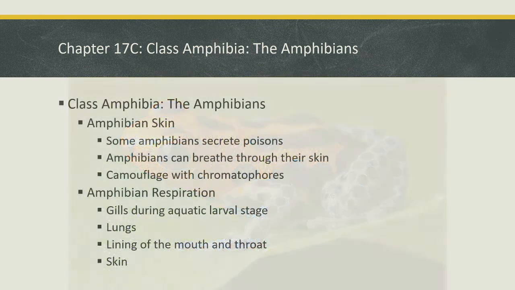All right, so just a little bit more about amphibians. Amphibian skin, a couple things about it. As we were just talking, some amphibians secrete poisons. And amphibians can breathe through their skin, kind of like what we talked about with the earthworms. One of the reasons for the moisture on the skin is that it facilitates oxygen from the air dissolving into the water on the skin, and then the oxygen gets absorbed through the skin. And then also camouflage with chromatophores.